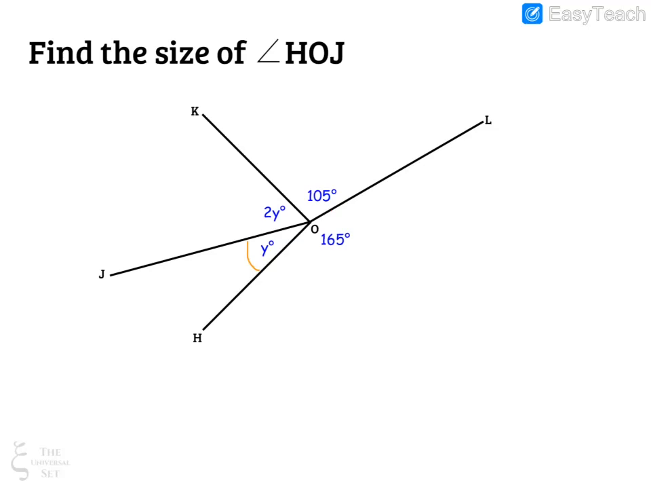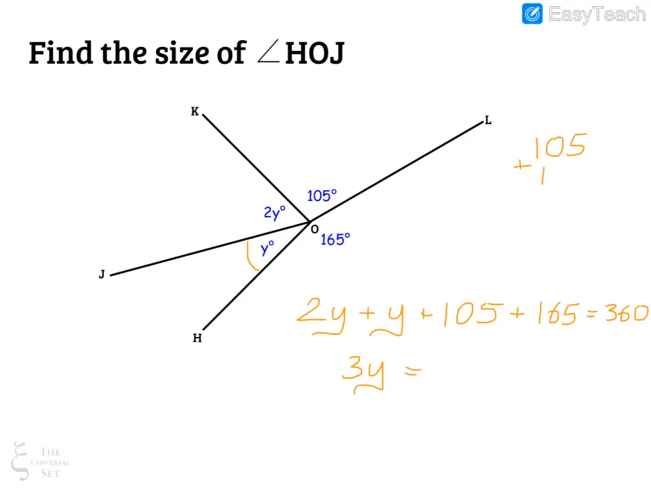So what have we got? Let's write it out. We've got 2y plus another y plus 105 plus 165, and that all needs to equal 360. Let's tidy this up a bit then. So we've got 2y and another y. That makes 3y, I think. We've got 105 plus 165, we can add those together. Maybe you can do that in your head. Maybe you use a column sum.